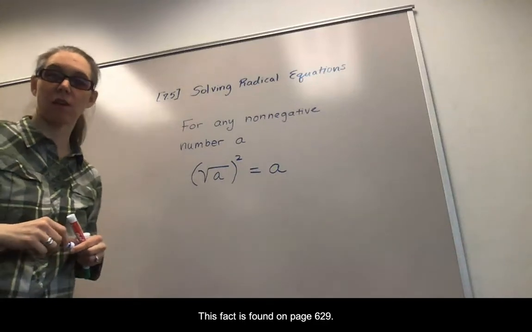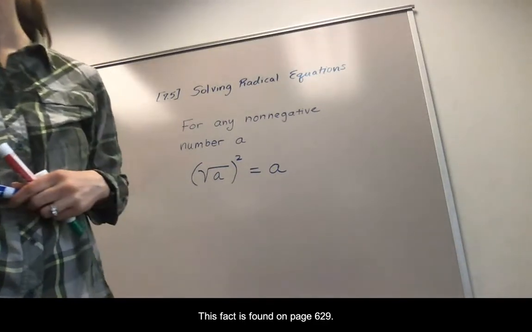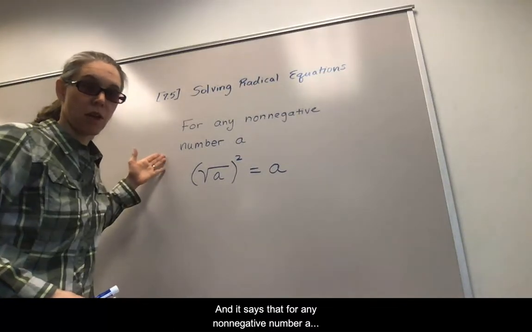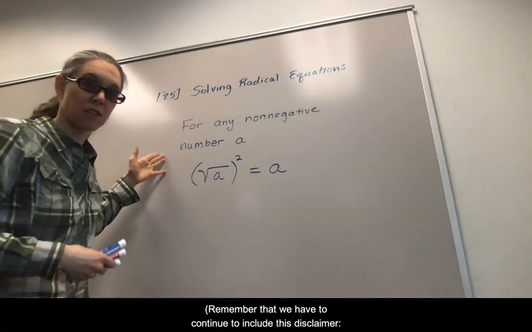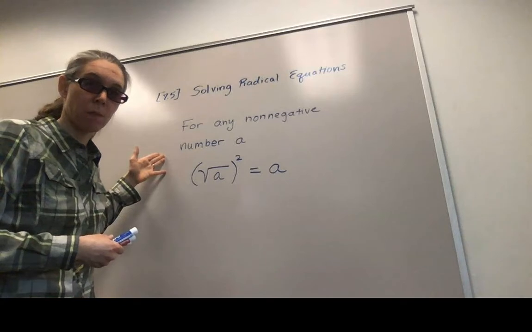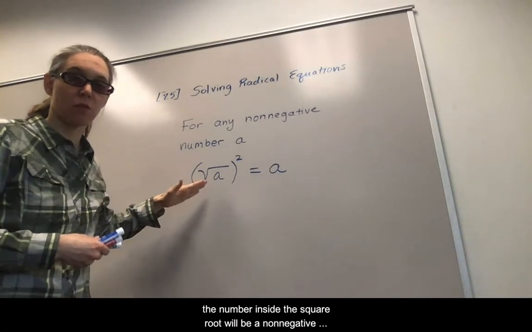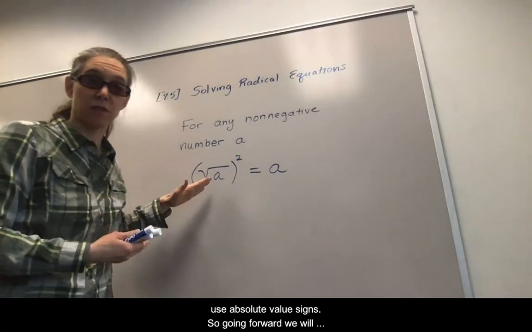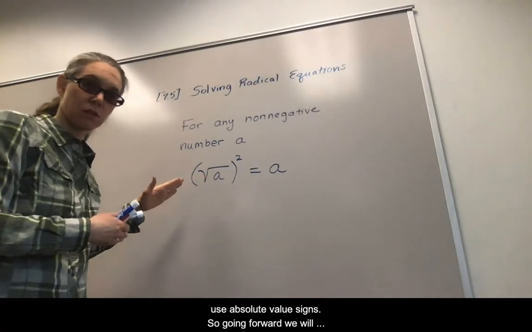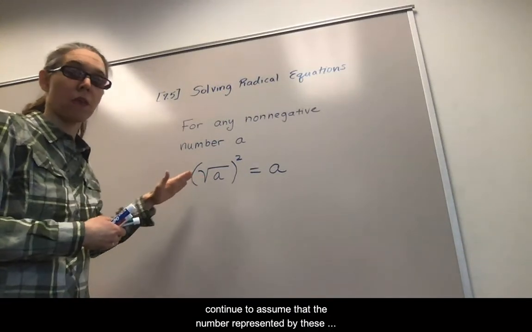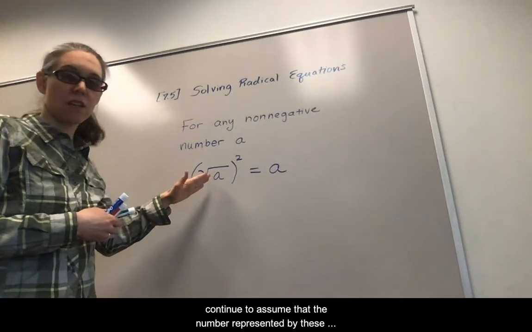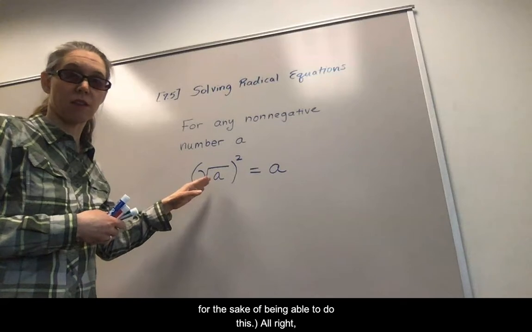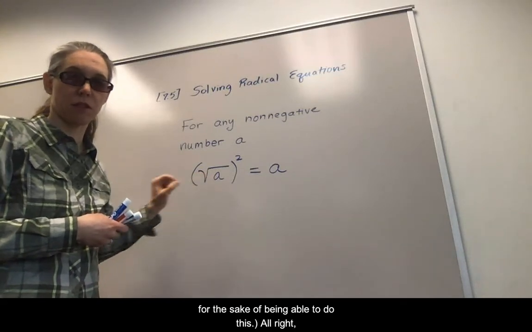This fact is found on page 629, and it says that for any non-negative number a, remember that we have to continue to include this disclaimer, that the number inside the square root will be a non-negative number, otherwise we would have to use absolute value signs. So going forward, we will continue to assume that the numbers represented by these variables inside the square root are non-negative numbers for the sake of being able to do this, all right?